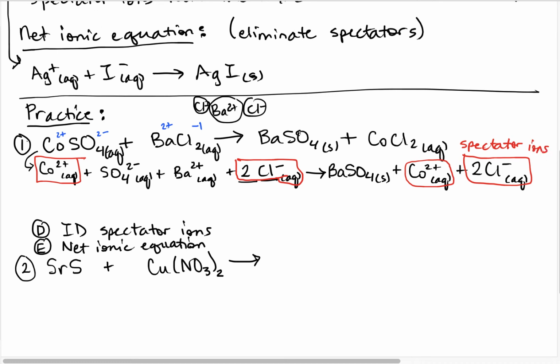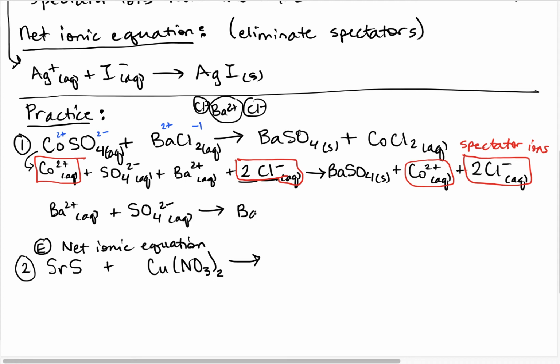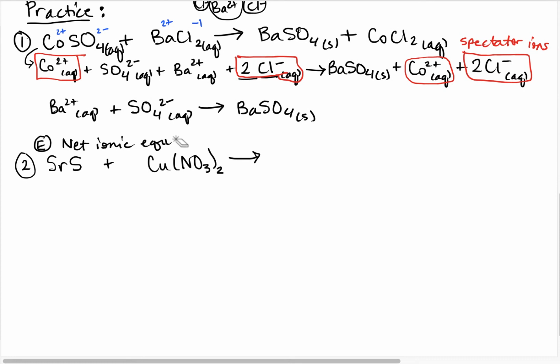And now finally we're ready to write the net ionic equation. So everything but the spectator ions would be barium plus sulfate makes barium sulfate. All right, so we finished with that first one. Let's take a look at the second one.